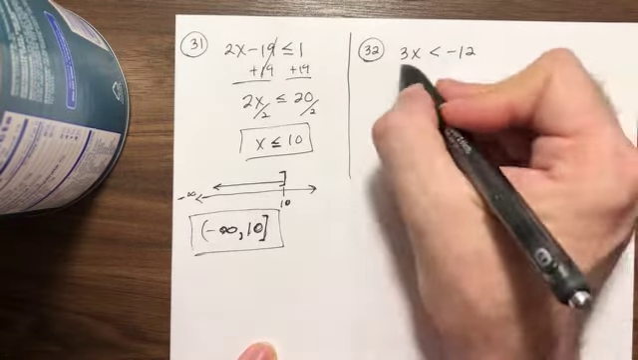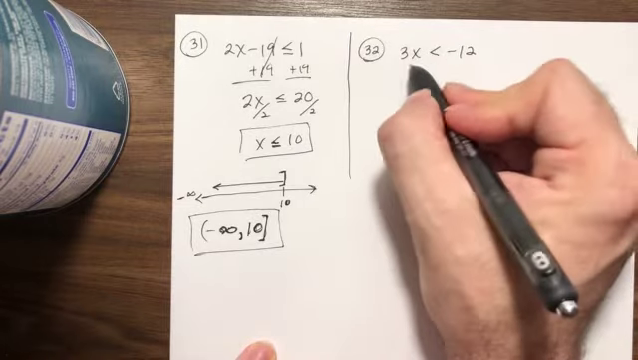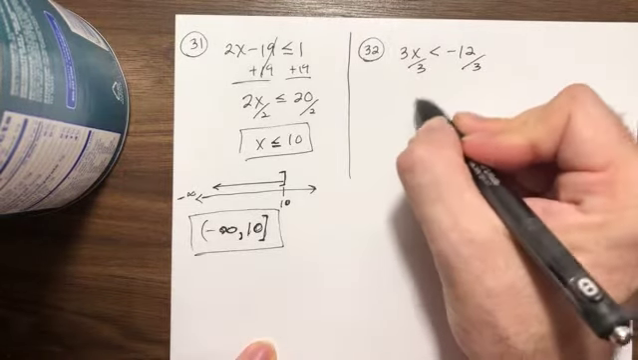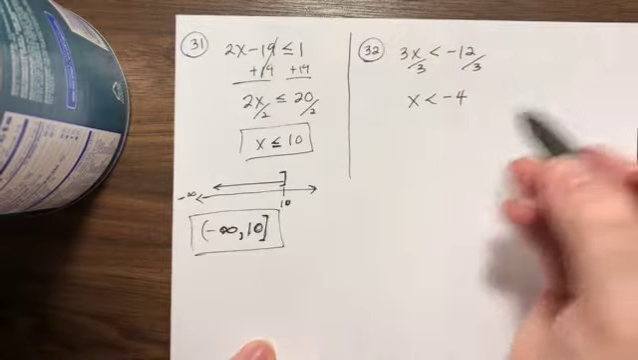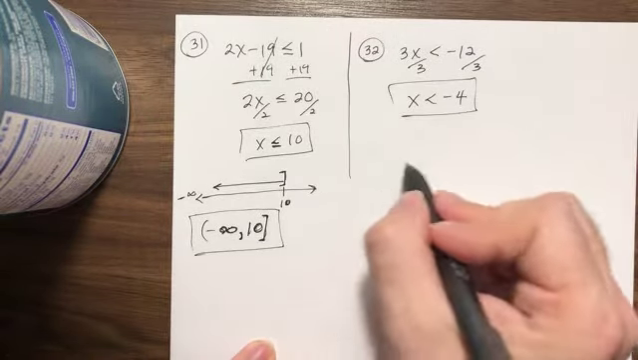This one, you have 3x less than 12. If this was an equation, you just divide by 3, right? No big deal. x is less than 4. And that's the answer there.